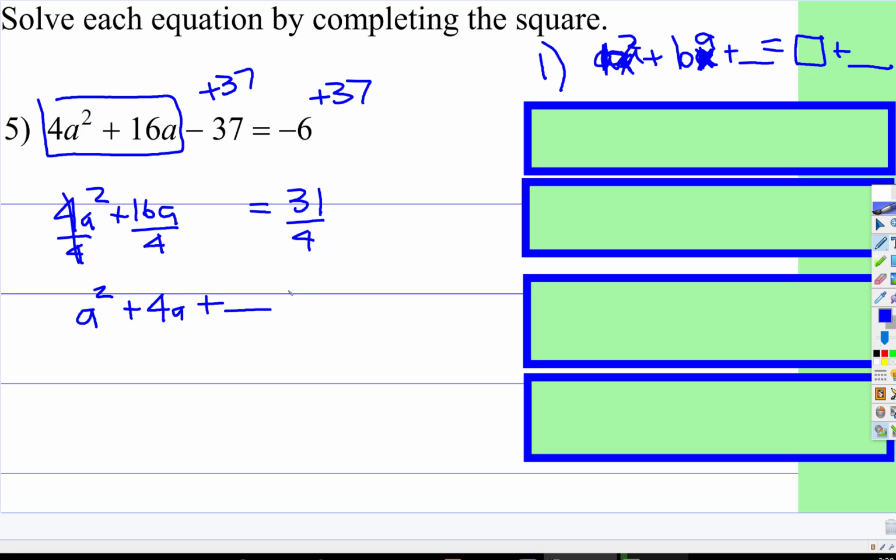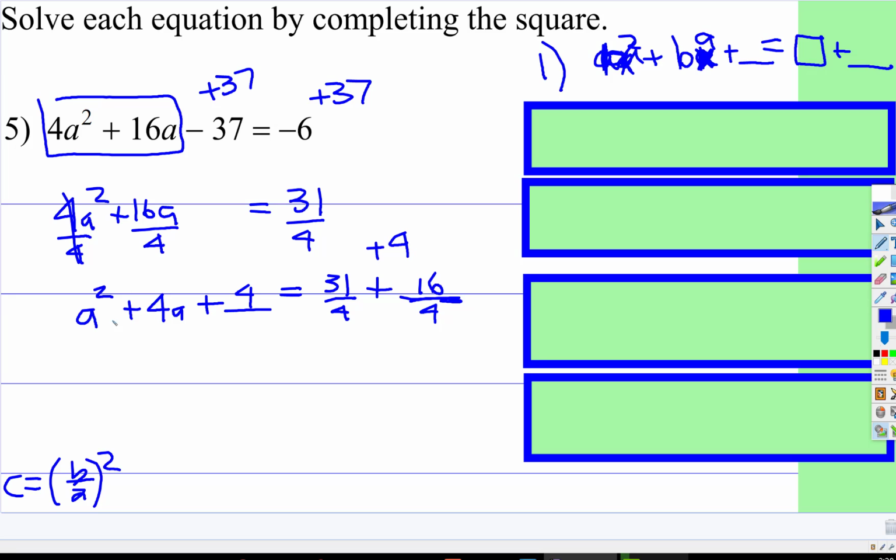We're going to put plus blank. And now we have a fraction. Do not turn that to a decimal. We're going to put plus blank. And remember what goes in that plus blank. That c value is half of b squared. So half of 4 is 2. 2 squared is 4. When we add 4 to this side, we want this to have the same denominator. So 16 divided by 4 is 4. So we're going to do that.